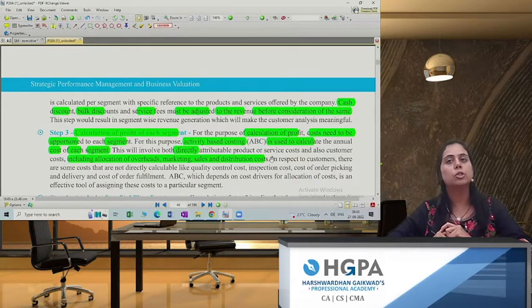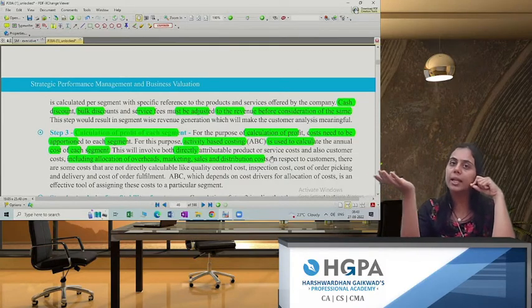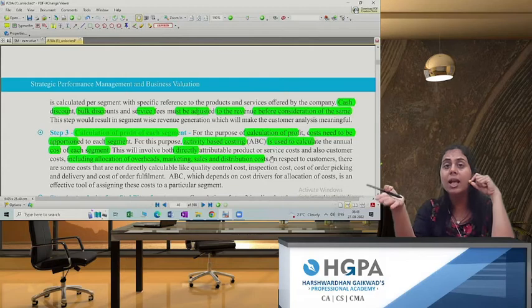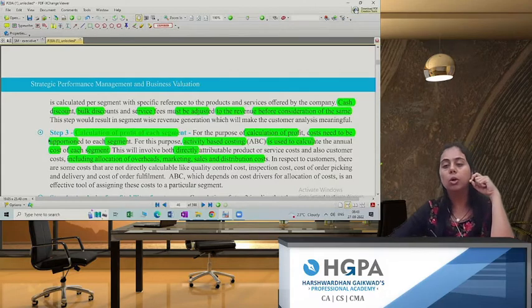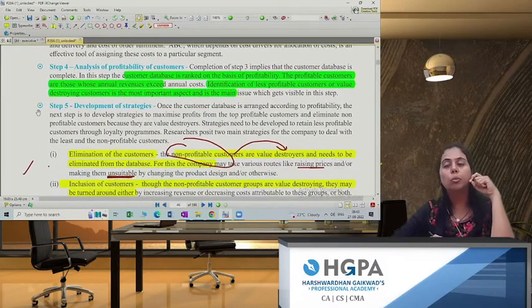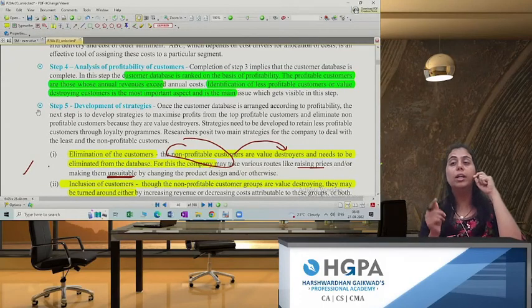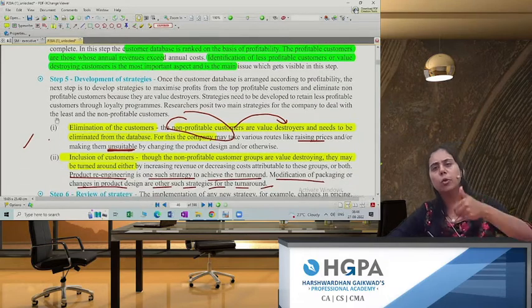The third point is calculation of the profit. For the purpose of calculating profit, first of all, you are supposed to calculate the cost. You have to calculate all the direct costs that are attributable to the product as well as all the indirect costs which are distributed to the overheads, and then the profit will be computed. And then the fourth point is we need to analyze the profit, which product is profitable, which product is non-profitable. The products which are profitable, we are going to continue with.